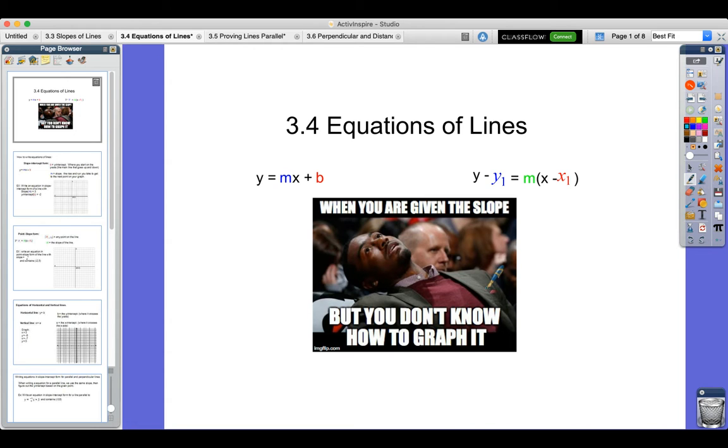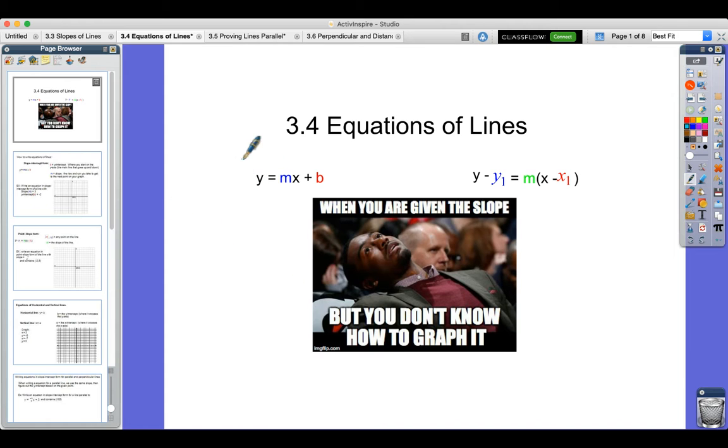All right, so today we're talking about equations of lines. These next two sections right here, this one and the last one, are a little bit more algebra focused, but it really will help us when it comes to figuring out certain things about parallel lines.